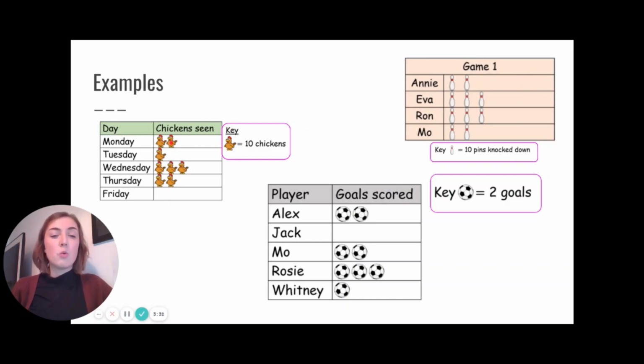So 10, 20. So a key is something really important to look out for when you're either making your own pictogram or trying to read somebody else's pictogram.